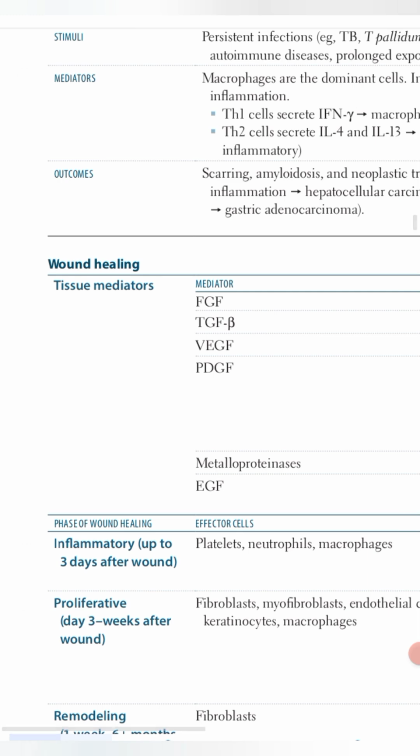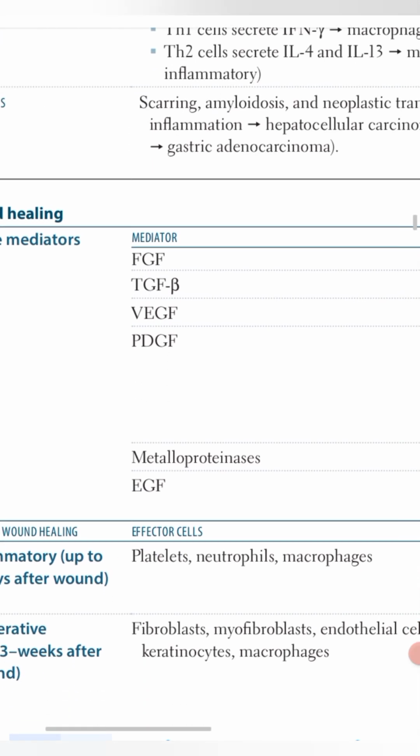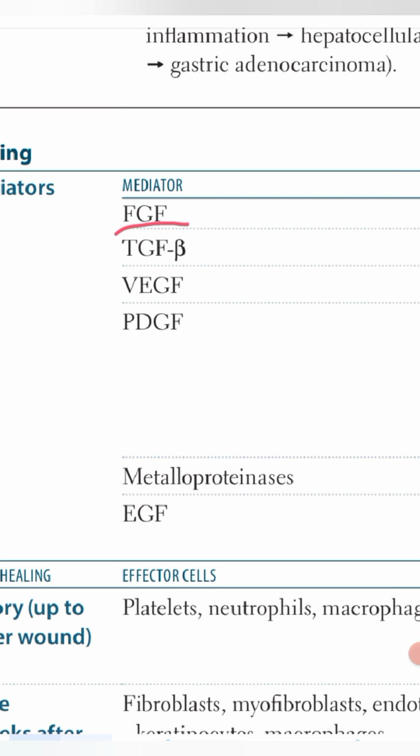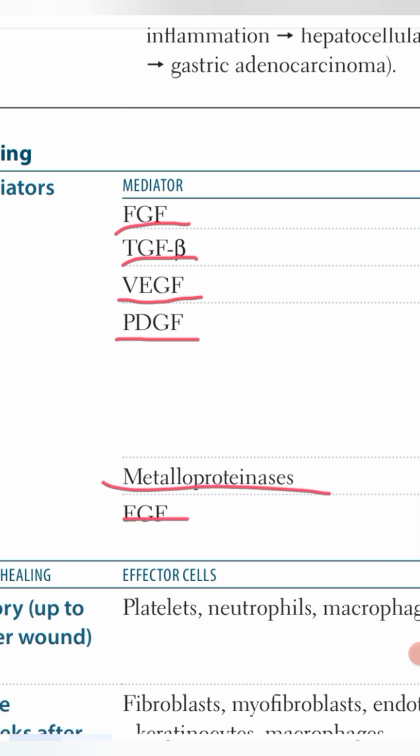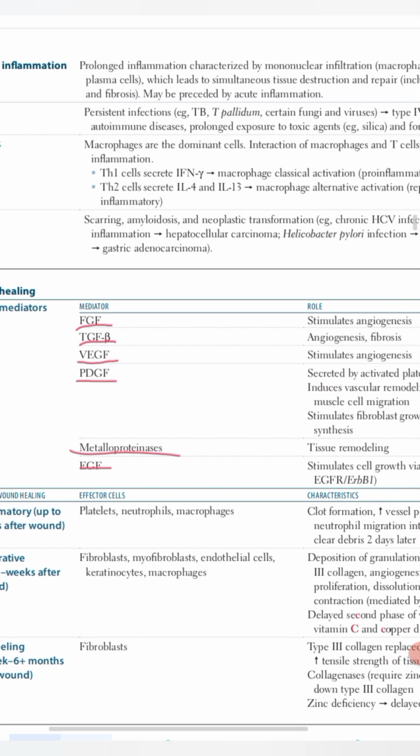So there are different mediators that are involved in wound healing. These are fibroblast growth factor, transforming growth factor beta, vascular endothelial growth factor, platelet derived growth factor, metalloproteinases, and epidermal growth factor. So we should know their functions. They all are involved in wound healing.